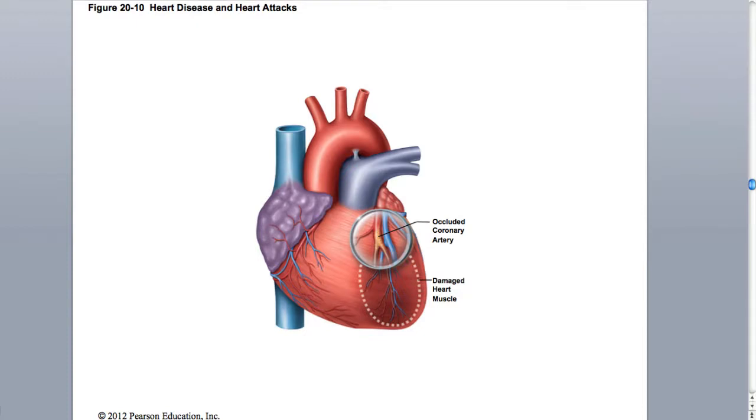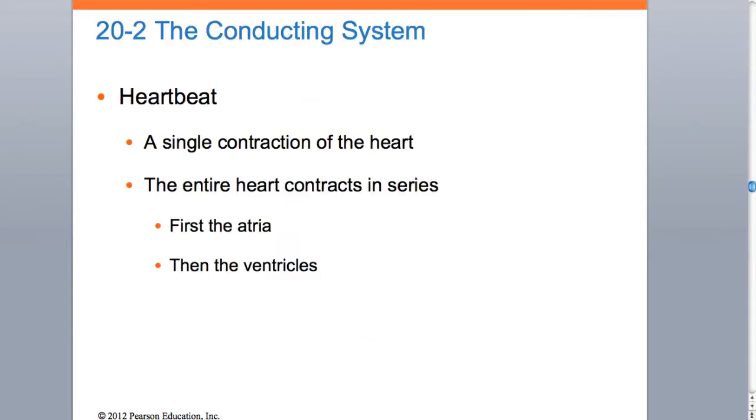Okay, draw a line. Now that starts off the next main topic, and the next main topic is your heartbeat. And that is found on page 684-ish. Now, the heartbeat, we have the atria involved and the ventricle involved. So first the atria, then the ventricles. And that makes sense.